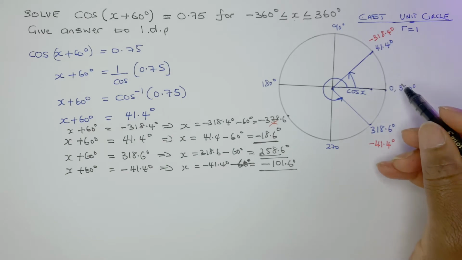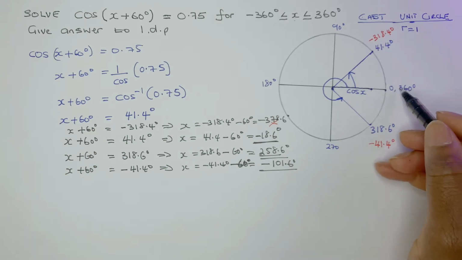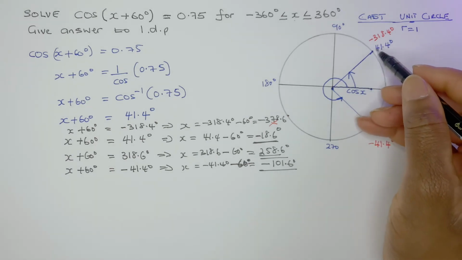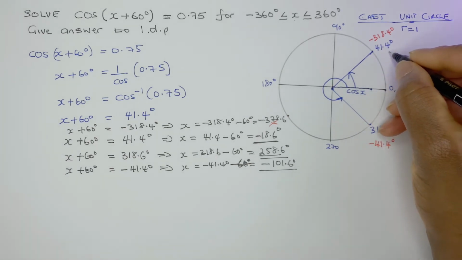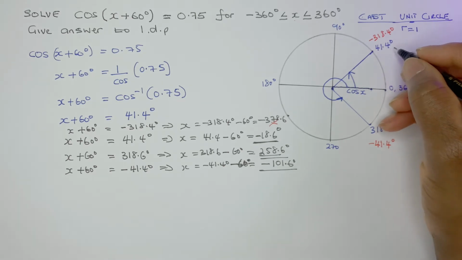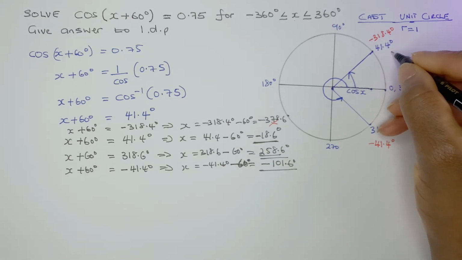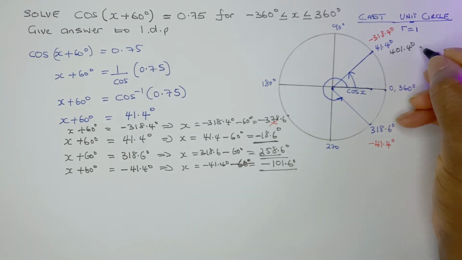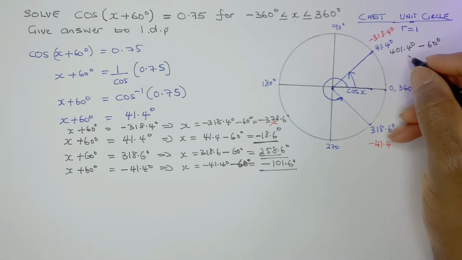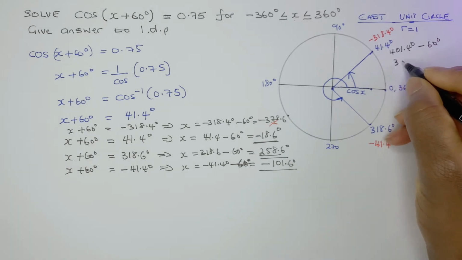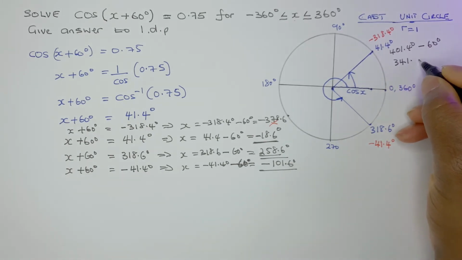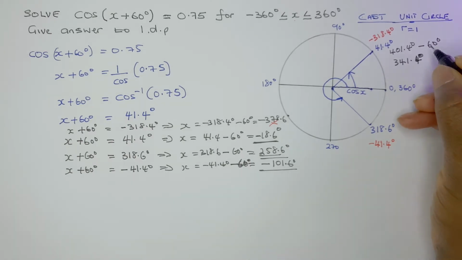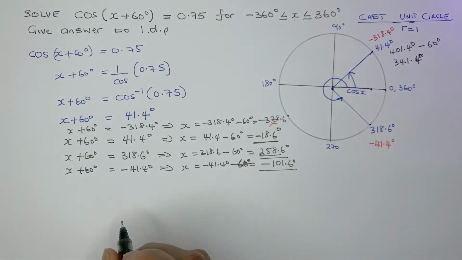So if we go all the way to 360, and go around and then come back to that again, that will be 360 plus 41, so that will be 401.4 degrees, right? But then if we take away 60 from there, we'll get 341.4 degrees. So that's that one here, so I'm going to do that there.